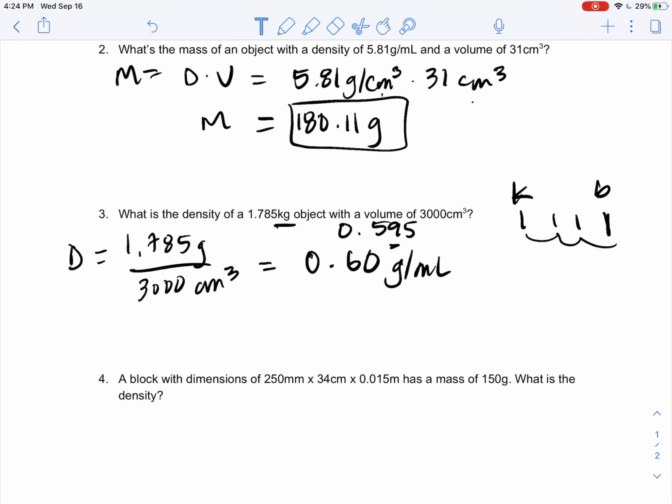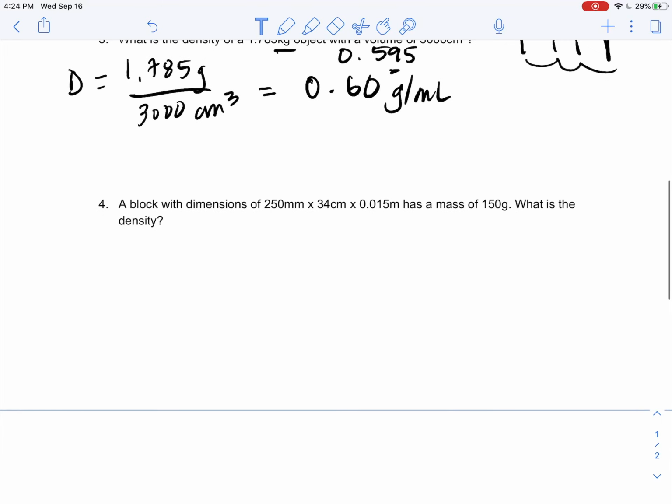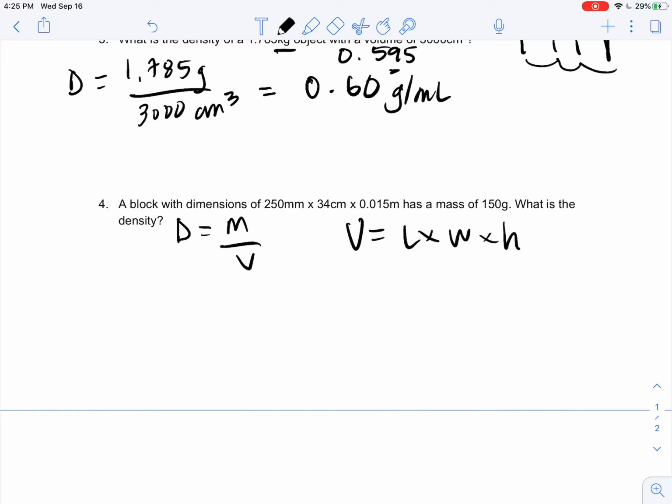Okay, last problem. So building on that, in this problem, you can see that another box has a mass there. I want to know its density. We know density is mass over volume, but we're not given a volume, we're given the dimensions of a box. So you have to also remember that volume for a box or a prism is length times width times height, okay? However, in this problem, you can see that 1 is millimeters, 1 is centimeters, and 1 is meters.